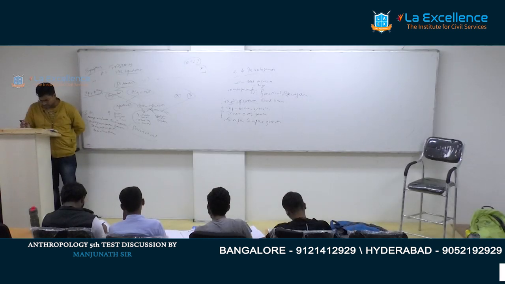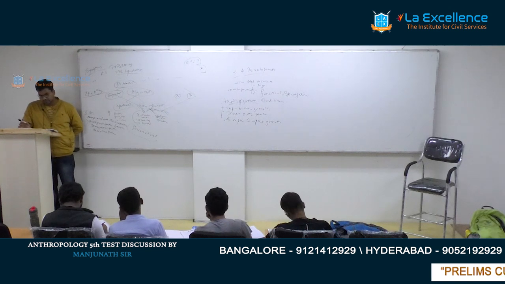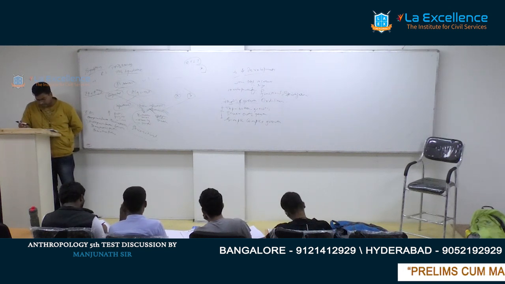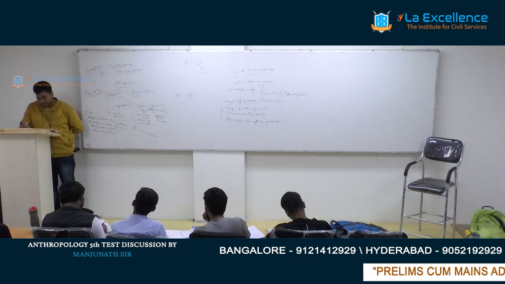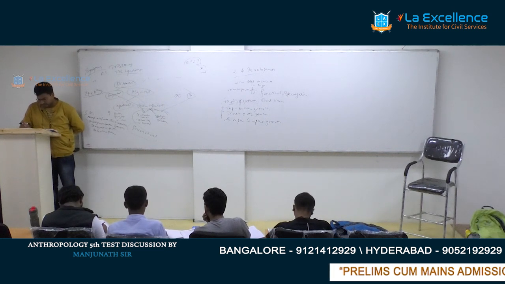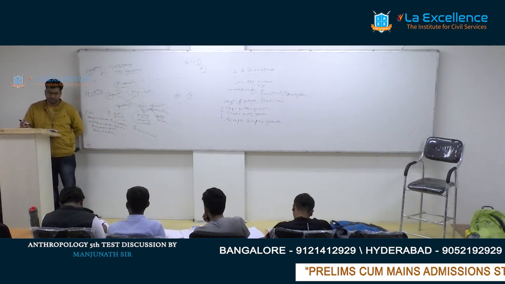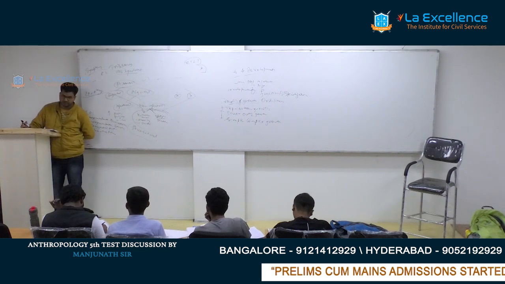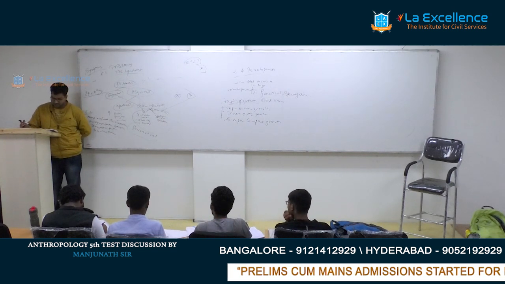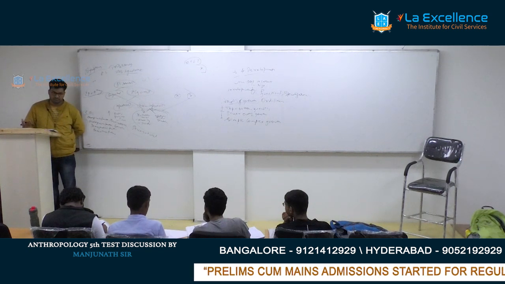Fertility and fecundity. The factors which most affect fecundity are economical factors, social factors, literacy, as well as cultural factors. These are the factors which affect the fecundity part. It's a simple standard question which you can answer.